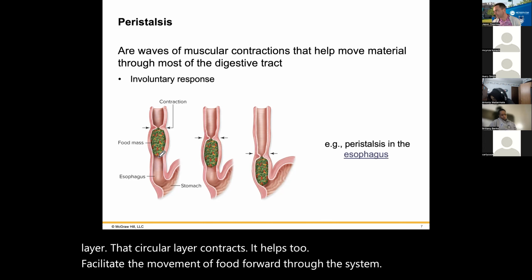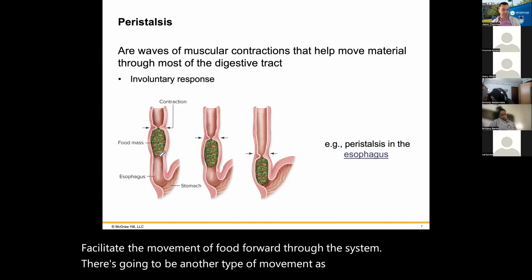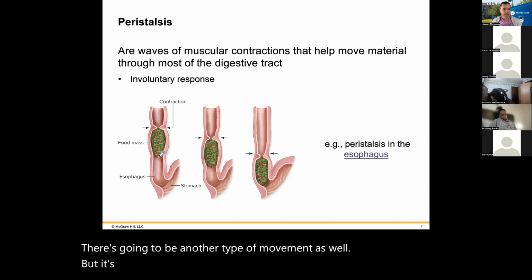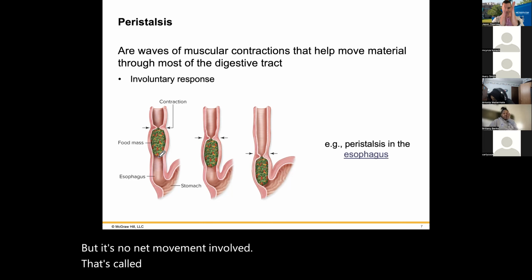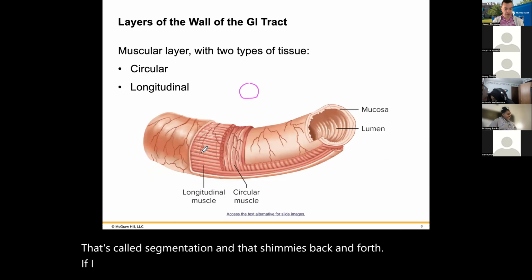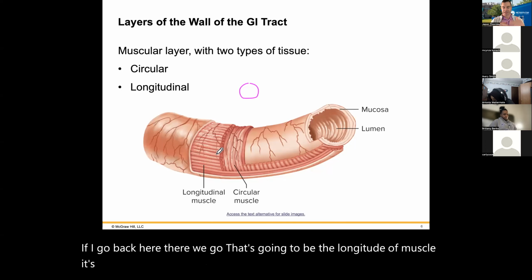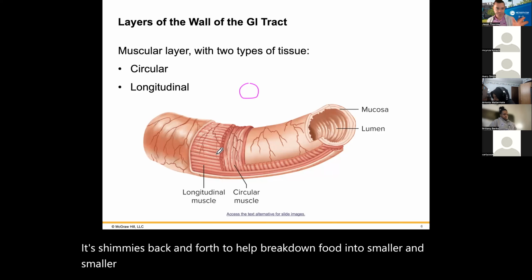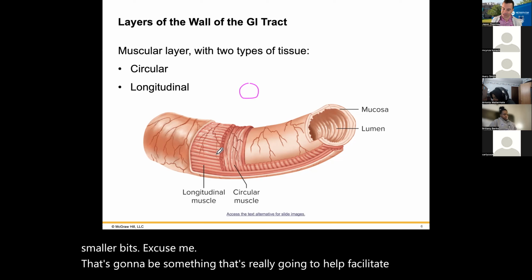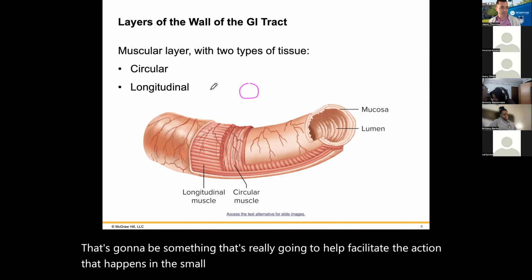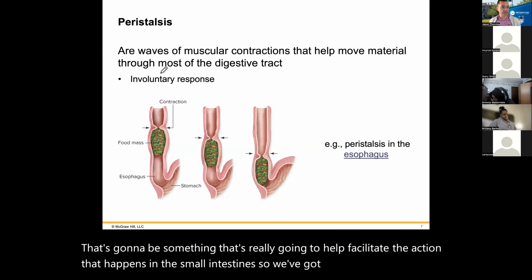There's going to be another type of movement as well, but it's no net movement involved. That's called segmentation, and that shimmies back and forth. That's going to be the longitudinal muscle. It shimmies back and forth to help break down food into smaller and smaller bits. That's really going to help facilitate the action that happens in the small intestines. So we've got movement and we've got no net movement.